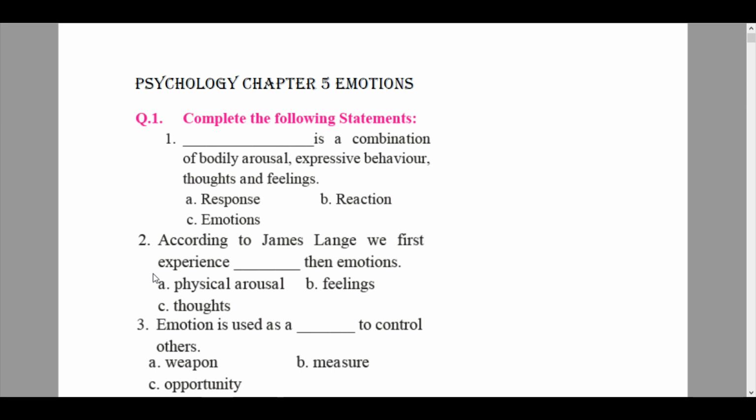Then we move forward to our question number 3. Emotion is used as a dash to control others. Here the answer is a weapon. That is, emotion is used as a weapon to control others. So here we have the answer for our question number 3.